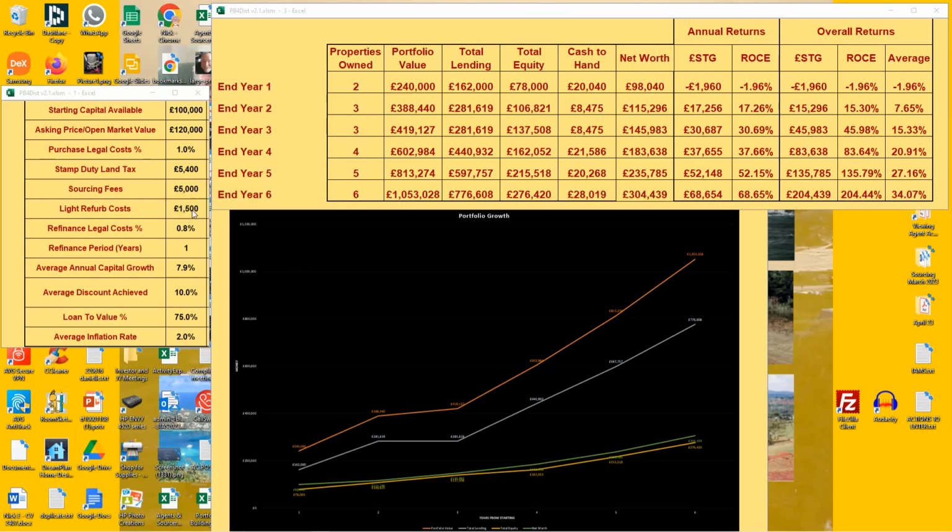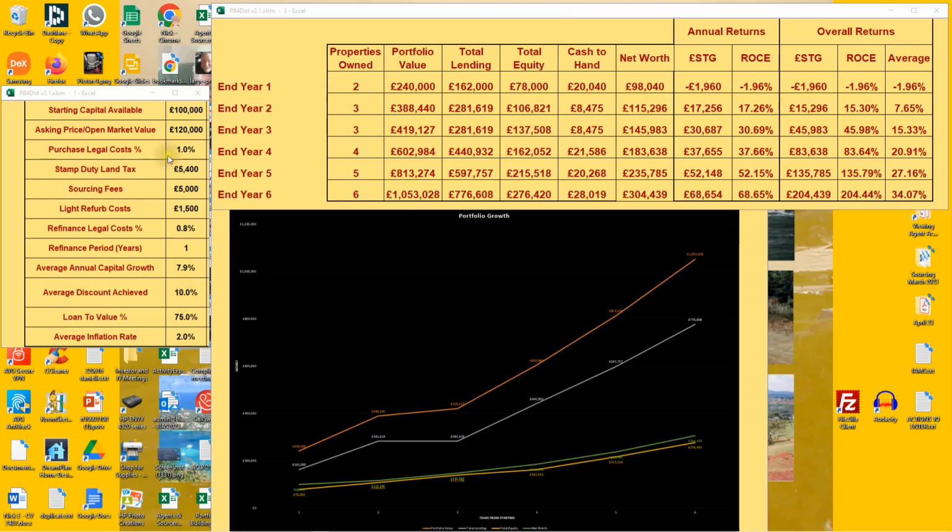Okay, so the second parameter we've got control of is the open market value. This can be looked at two ways. This could be the asking price. The vendor might be asking for open market value, in which case we might need to be looking for a discount in order to generate instant equity on completion.